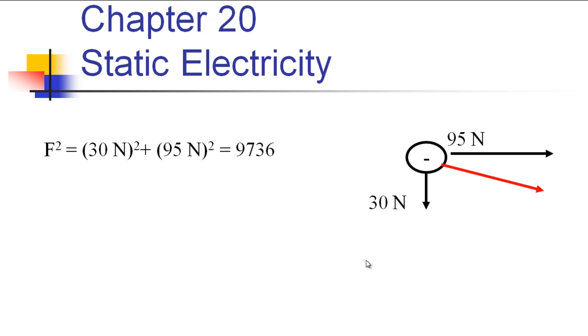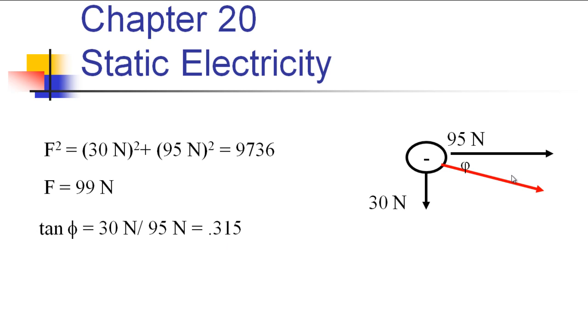Then you use that equation that I cannot remember the name of because it's a Monday morning and I don't drink coffee and I'm tired. And you get 9,736 newtons. Pythagorean theorem, I remembered. Eureka. Square root of that will give you 99 newtons.